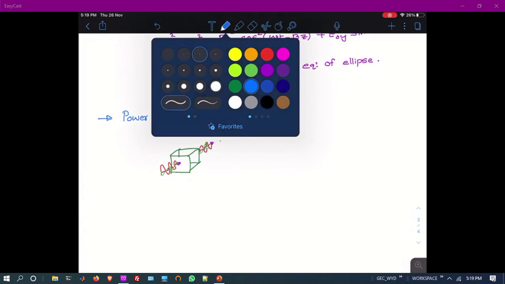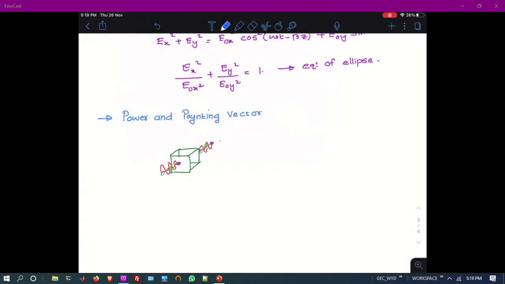Before the wave goes in, let's assume that this volume doesn't have a variation in energy. It has a constant energy. It might have an electric field inside it, it might have a magnetic field inside it, but whatever it is there, it has a constant energy.